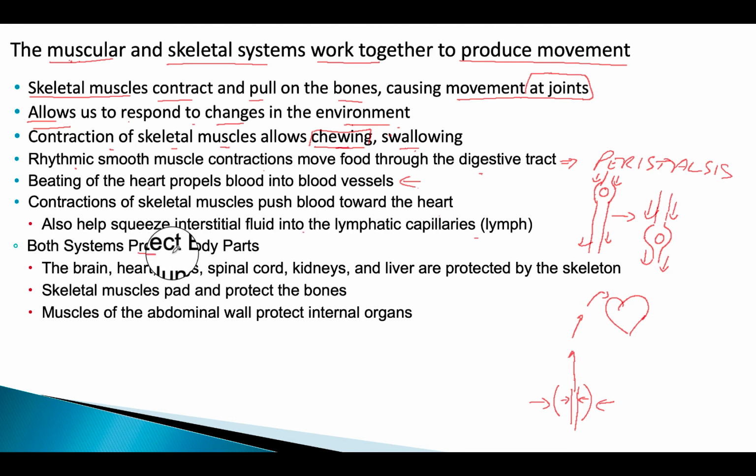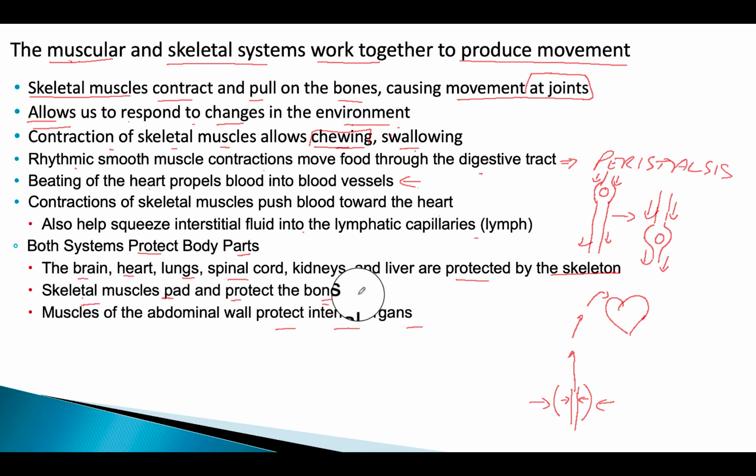Both systems protect the body parts as well. Brain, heart, lungs, spinal cord, kidneys, and so on are protected by your skeleton. You know that already. We talked about this when we discussed the skeletal system. Skeletal muscles, what do they do? They pad and protect the bones. Right? Muscles of the abdominal wall protect the internal organs as well.